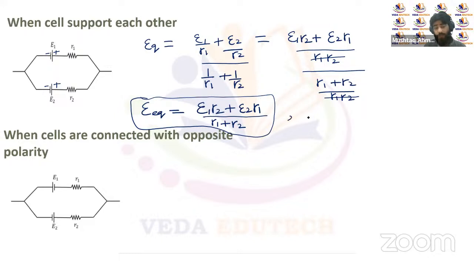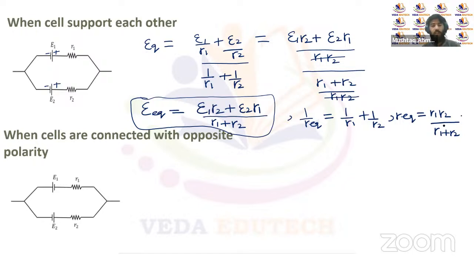And the equivalent resistance for this circuit will be 1 over R equivalent, equal to 1 over R1 plus 1 over R2, or we can write it as R equivalent equal to R1 multiplied by R2 over R1 plus R2. So this is how we can find the equivalent resistance and the equivalent EMF for the two batteries or the two cells which are supporting each other, which means they have the same polarity.